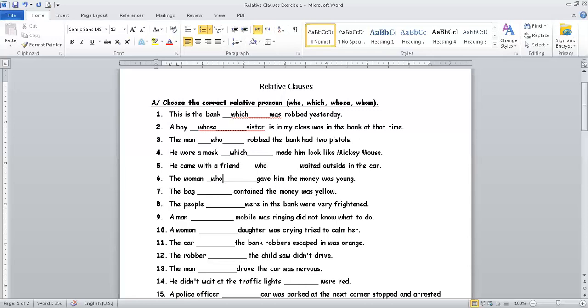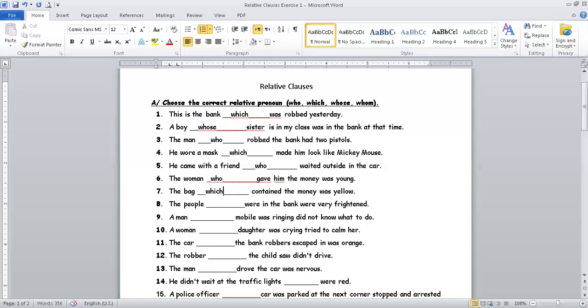7. The bag contained the money was yellow. We want to define the bag. The bag is something, so we choose which to define the bag. The bag, which contained the money, was yellow. We say the bag contained the money, so the bag is the subject in this sentence. Therefore, it's necessary to use which because it defines a subject.